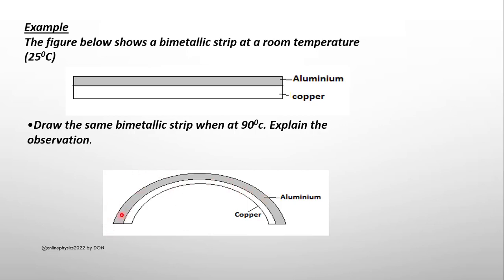Therefore, it will increase in length. It will be longer than iron. Therefore, the shape that we expect of this particular bimetallic strip will be of this form, whereby the shorter one, which is copper, will be in the inner part, and aluminium, which expands more, is on the outer part.